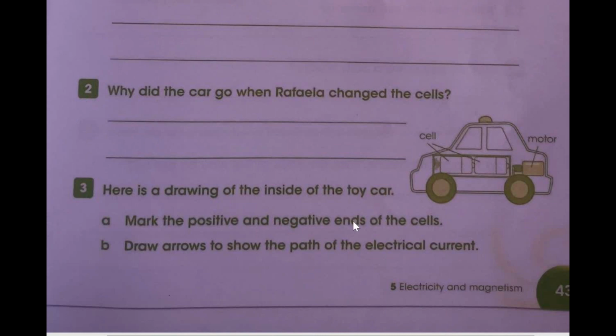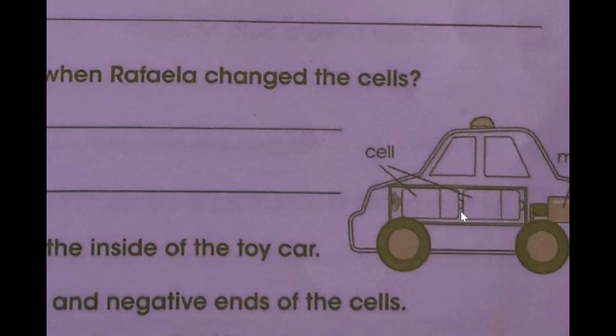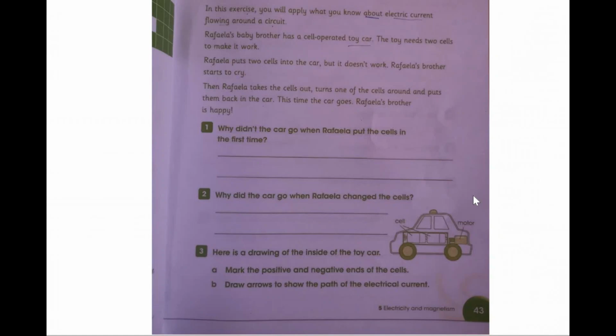Here's a drawing of the inside of the toy car. A, mark the positive and negative end of the cell. This is the positive end and this is the negative end. The one that has this little dot over here, I don't know if you can see this one, it's always the positive end. B, draw arrows to show the path of the electric current. Now, what I want you to do in your books is draw the complete circuit that shows the electric current.